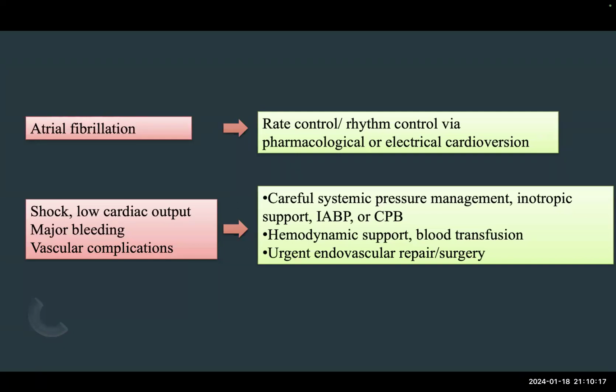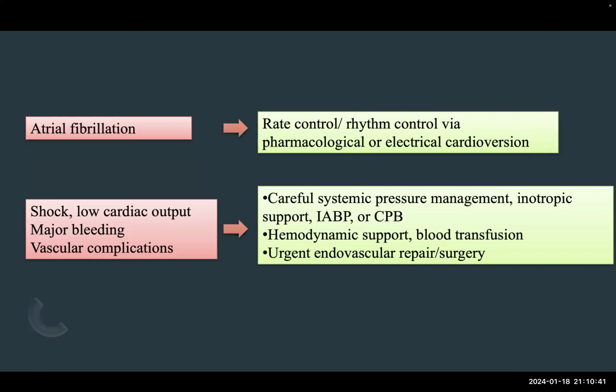If they ask what the complications of TAVR are, we said paravalvular leak, hypotension, and complete heart block, which is very important. Atrial fibrillation, you mentioned. Shock, low cardiac output, major bleeding, vascular complications, with treatment according to the cause.